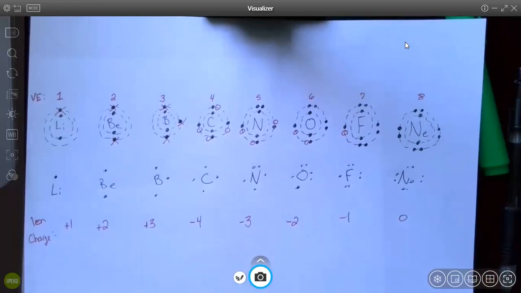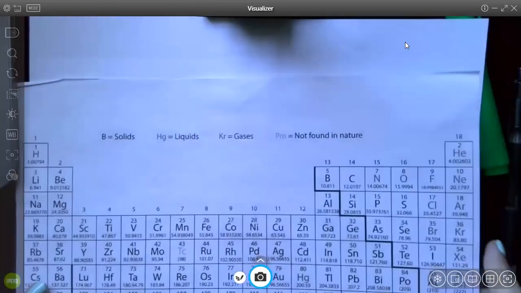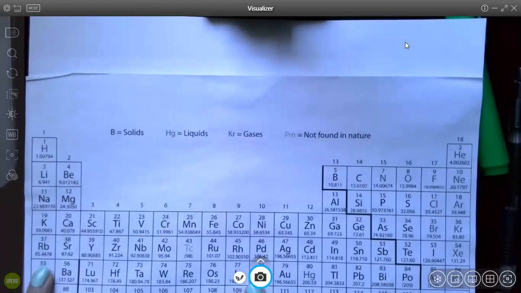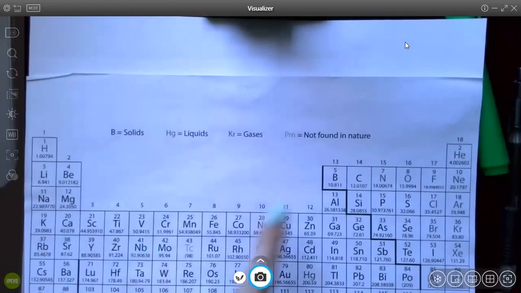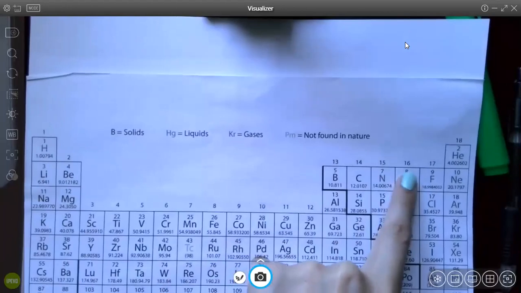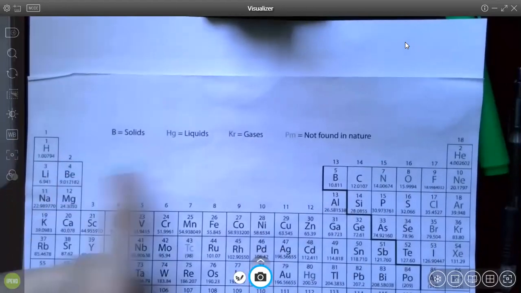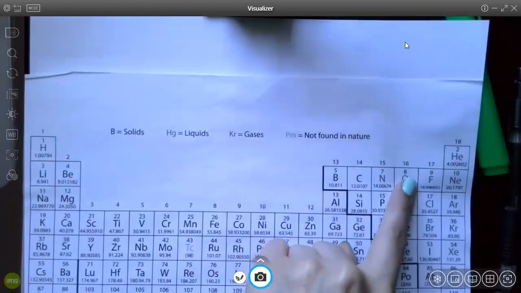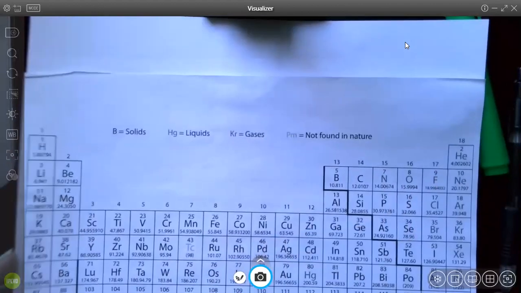Okay, so both valence electrons and ion charge is something that you have to have memorized for columns 1, 2, and then 13 through 18. Okay, so this is important to memorize based on the periodic table. So again, if we're looking at the periodic table, anything in these columns will have a charge of +1, +2, +3, -4, -3, -2, -1, and 0.